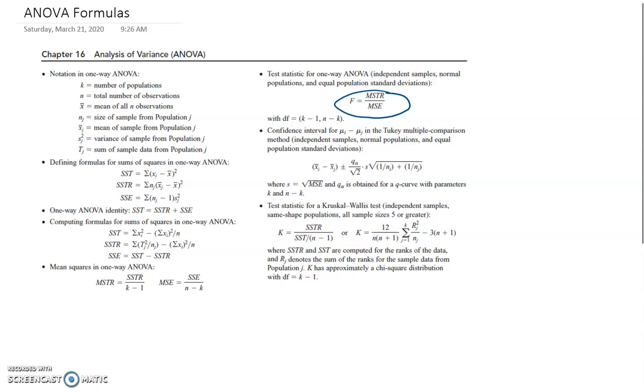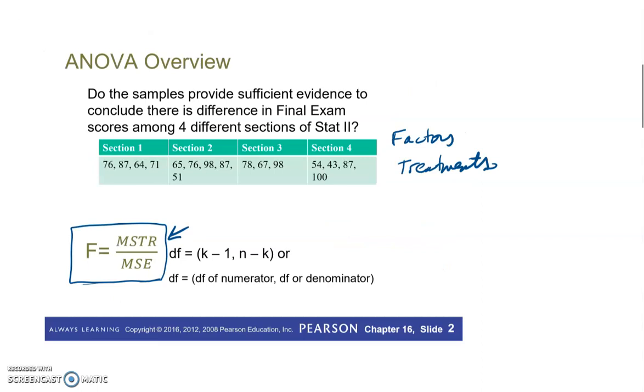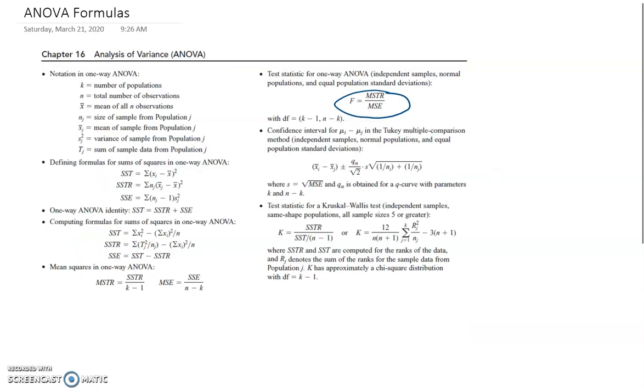K represents the number of populations. So in our formula, our K is 4, because we have 4 populations. And we will number them. I conveniently numbered them for you. 1, 2, 3, 4.